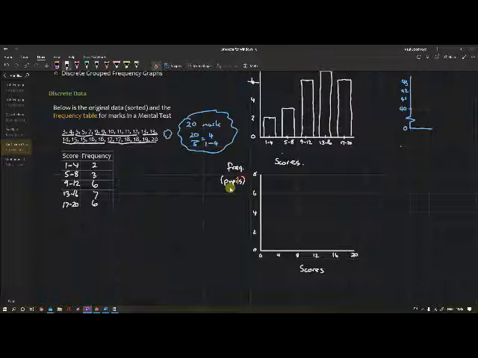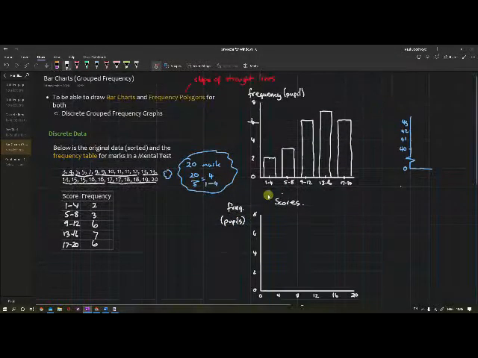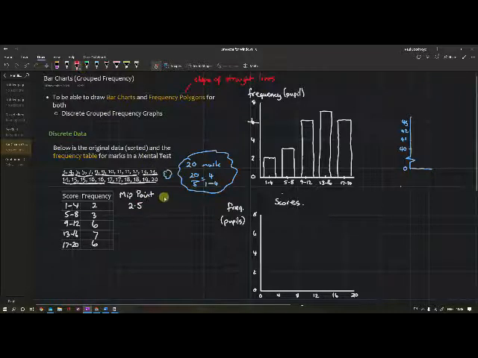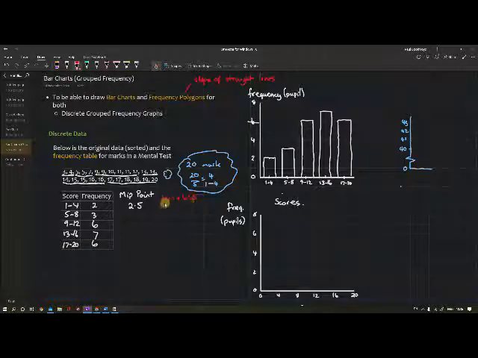Now, the difference here is where we're going to plot our point. What we want is actually a point that's called the midpoint. And the midpoint for these would be 1 plus 4 and divide by 2, 2.5. That's how you always find a midpoint. You take the low value plus the high and divide by 2. And you do that for all midpoints.